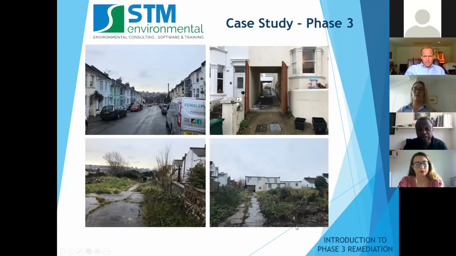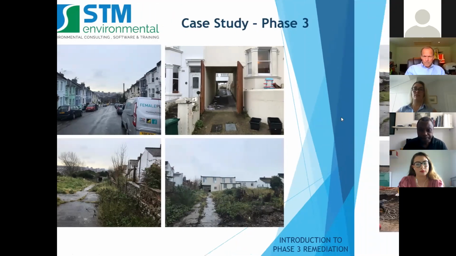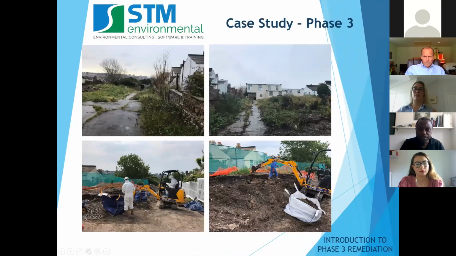The site was also sloping, so very difficult in terms of trying to work out levels and that kind of thing. So we had to get our GPSs and everything down on site. A lot of challenges with this site, but we got stuck in, bought mini diggers and so forth.